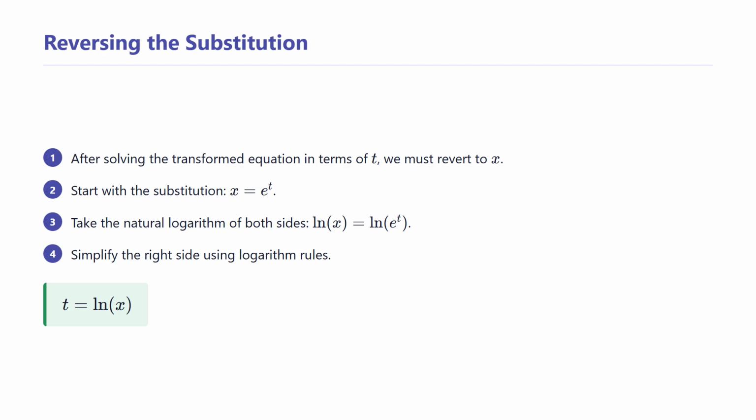Let us see how we finish this alternative method. Once you have solved the transformed equation, your answer will be in terms of t. But the original problem was in terms of x, so we must reverse the substitution. We start with x equals e to the power of t. Taking the natural logarithm of both sides, we find that t equals the natural logarithm of x. You simply replace every t in your solution with the natural logarithm of x, and you arrive at the exact same final answers we found earlier.